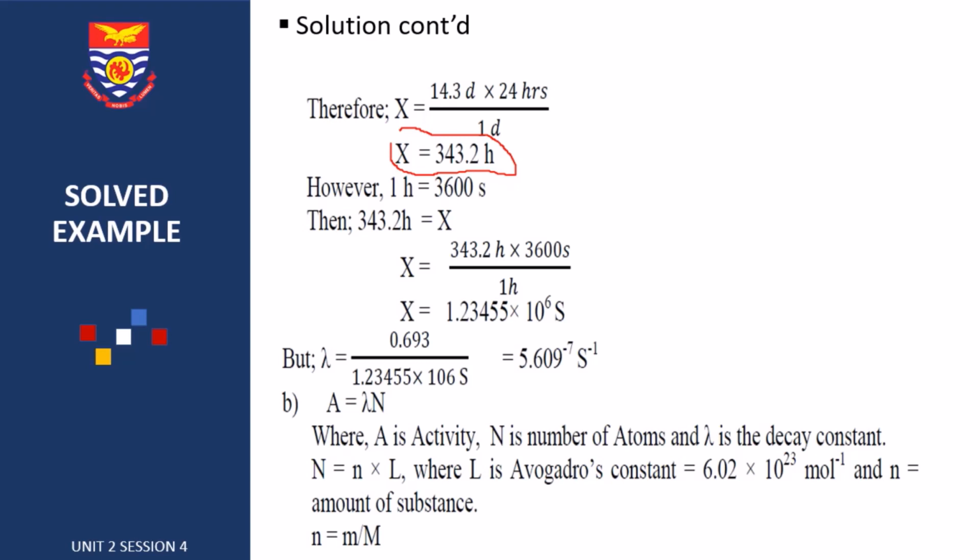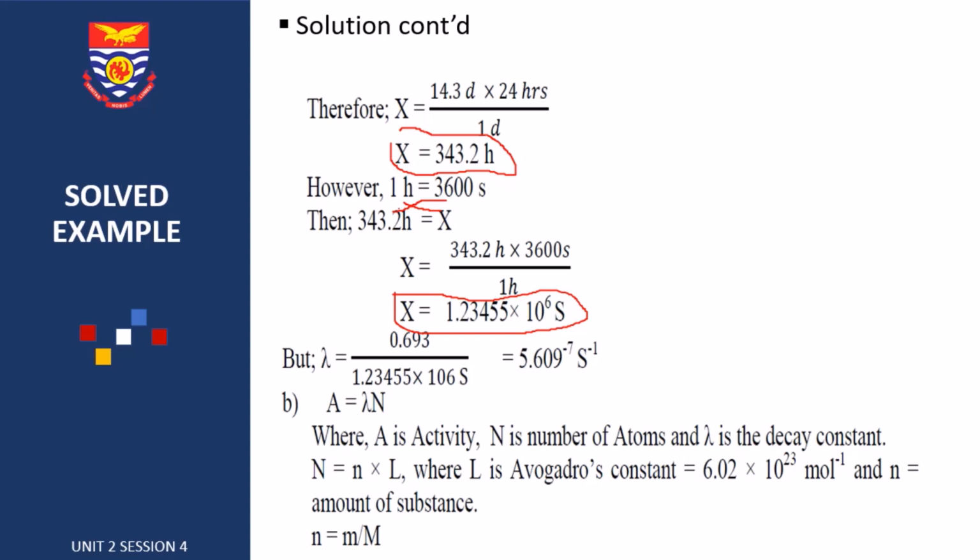We know every 1 hour equals 3,600 seconds. If that is the case, then 343.2 hours will be, let's say, x seconds. So we cross multiply and solve for x, and at the end we get x to be 1.23455 times 10 to the power 6 seconds.